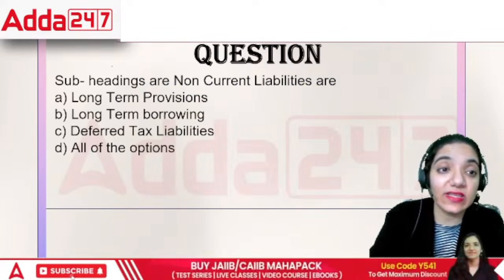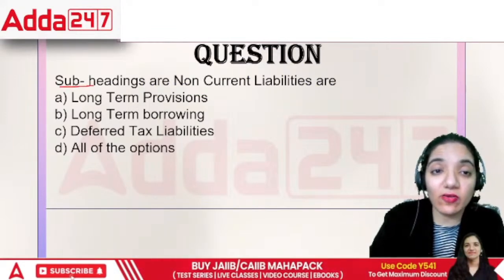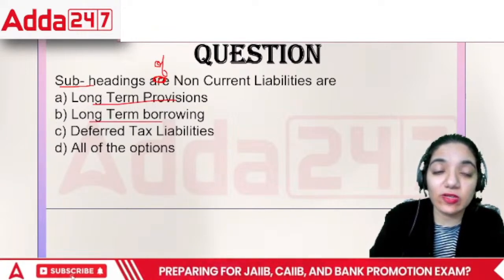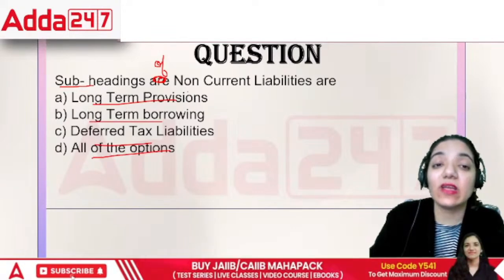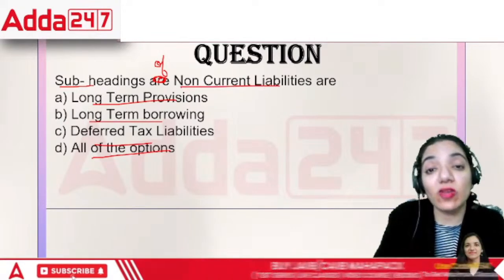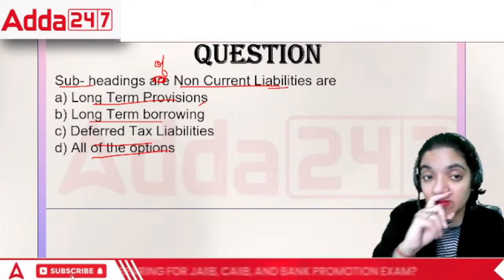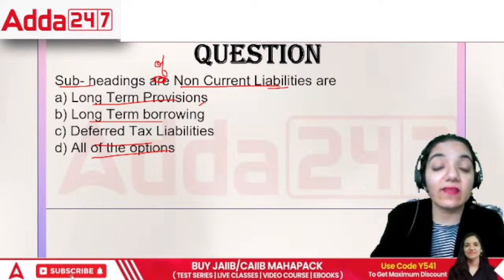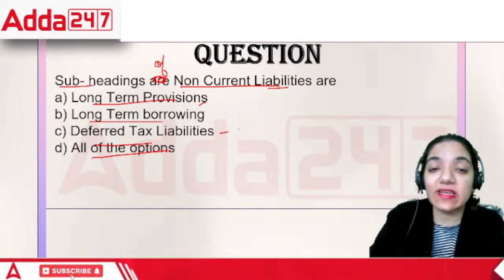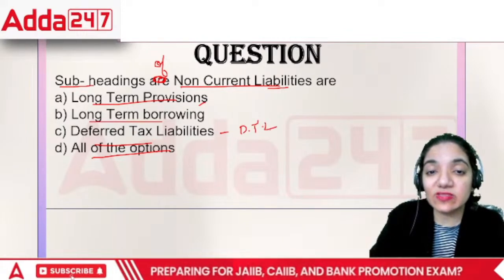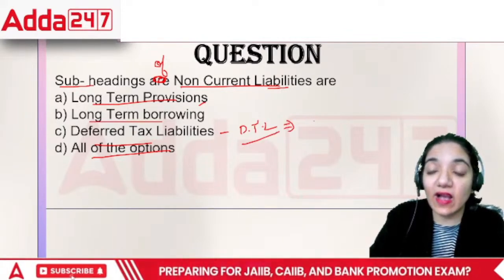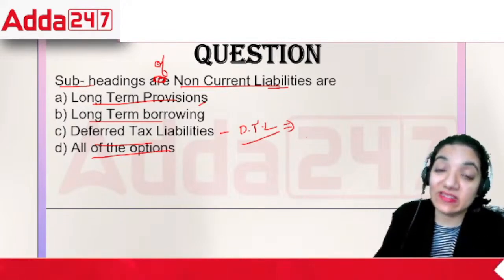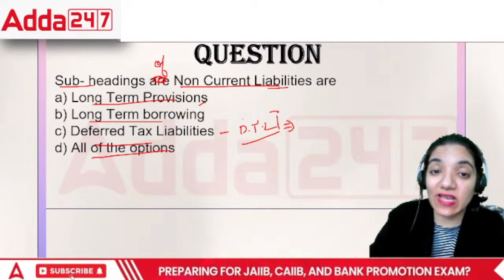Then next question. The subheadings of non-current liabilities are long-term provisions, long-term borrowing, deferred tax, or all of the above. Non-current liabilities include all of these. That means it includes the long-term borrowings as well as provisions, because these are provisions which are for more than 1 year. And then we have deferred tax liabilities. Deferred tax liability is basically a position where we have to pay more tax tomorrow while we are paying less tax today. That is what we define as deferred tax liability.